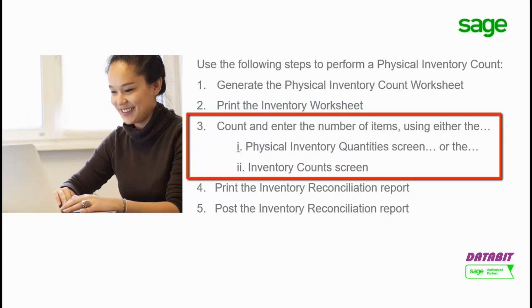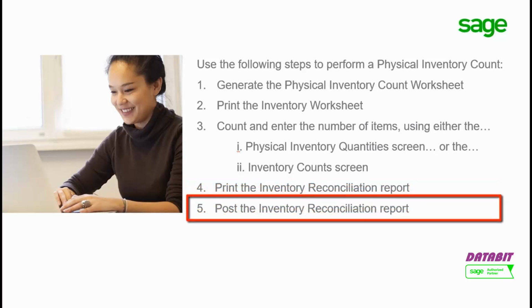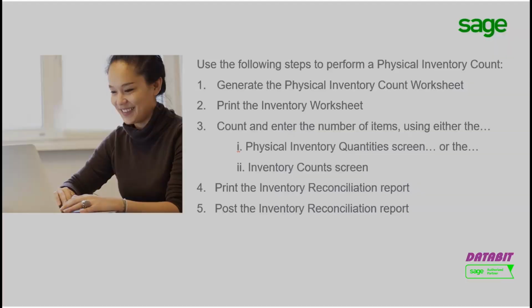Then count and enter the number of items using either the physical inventory quantity screen or the inventory counts screen. Next, print the inventory reconciliation report. And finally, post the inventory reconciliation report.